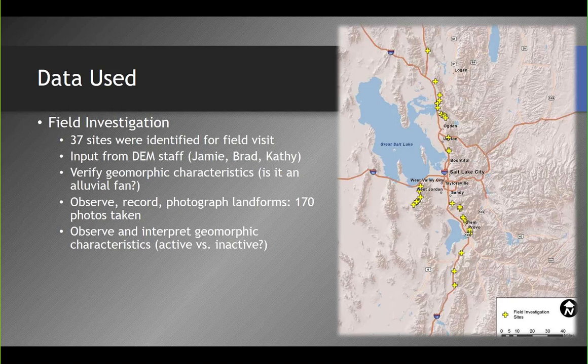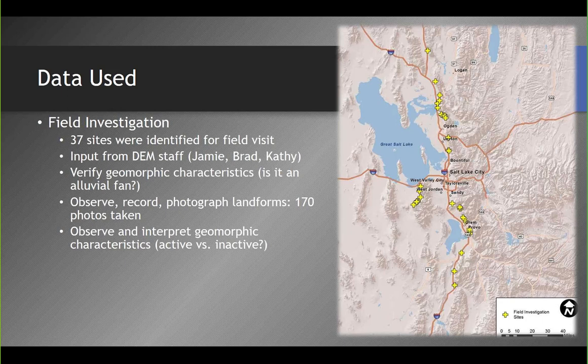Is it an alluvial fan? That was one of the things we wanted to do. We also wanted to observe, record, and photograph what we saw in the field, the evidence that we identified and interpreted. We had 170 field photographs. And then we wanted to look at these geomorphic characteristics of active versus inactive in the field and field calibrate our eyes to what we were seeing in the aerial photos, etc.